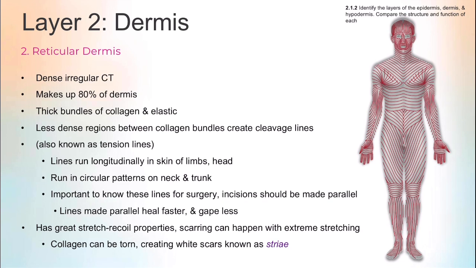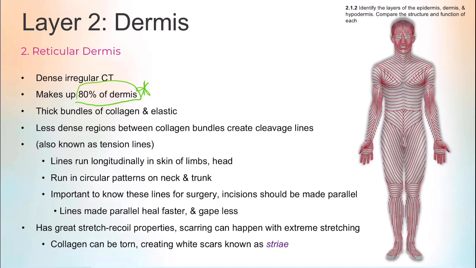All right, next is going to be our reticular dermis. So this is dense, irregular connective tissue. Now, remember, our tissue is going to be irregular because we're layering it in a perpendicular fashion. So every other layer is going to change orientation. This is going to make up about 80% of our dermis. Be aware of that number again. Know that 20 is our papillary, 80 is our reticular.